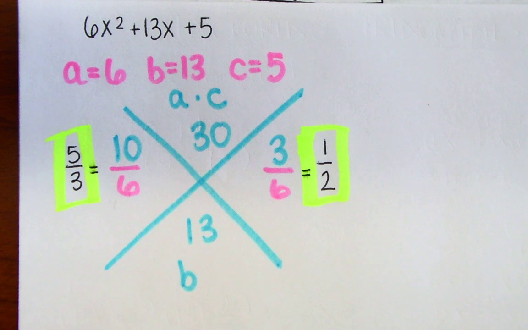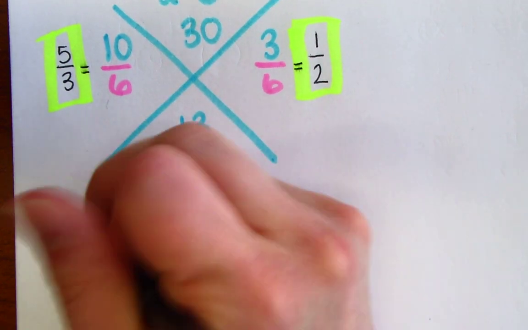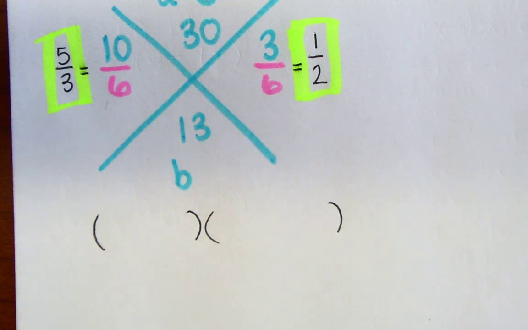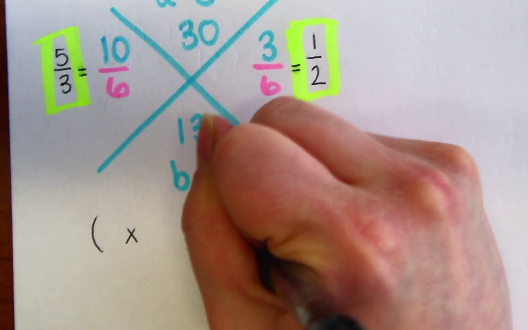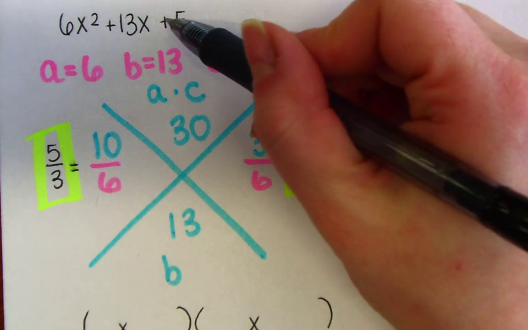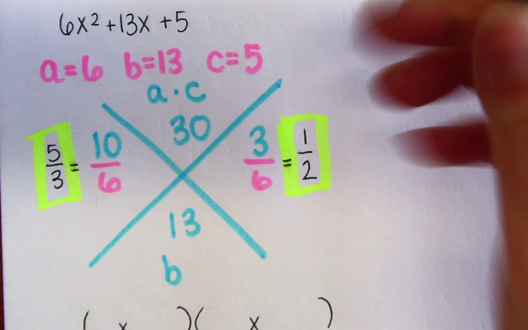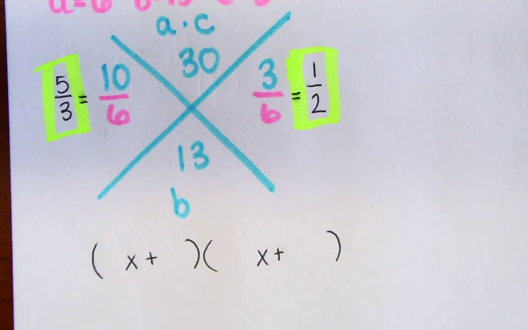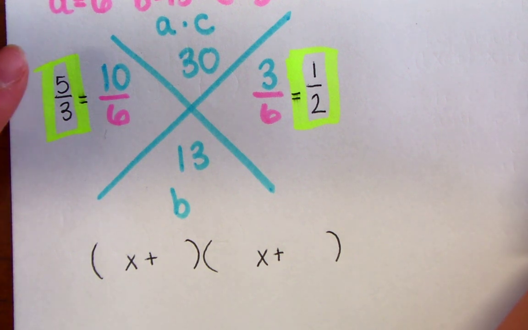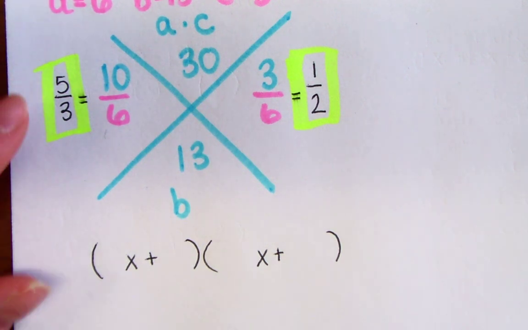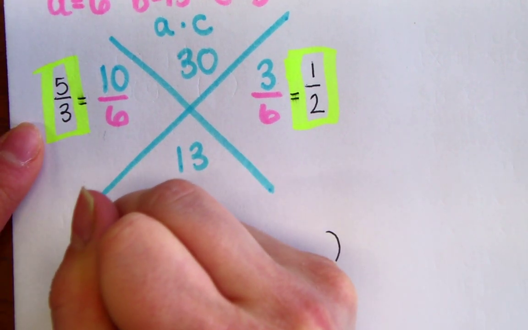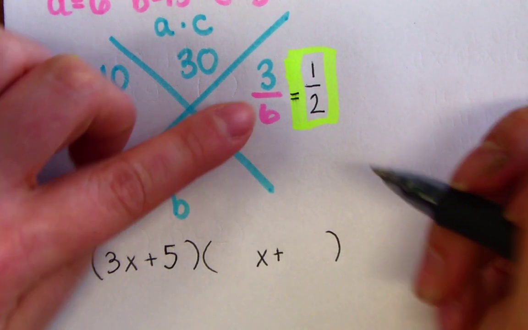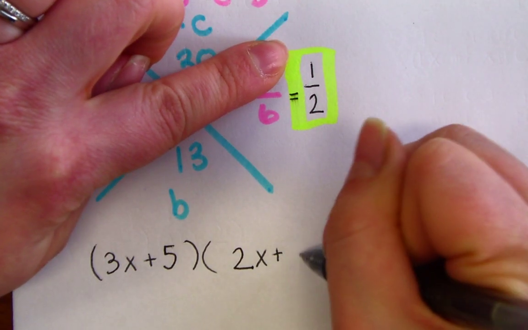What I'm going to do with them is make my parentheses. I'm dealing with x squared, so I need an x and an x. Both my signs were positive, so they're going to be whatever is in front of b, so they're both going to be pluses. Then I'm going to fill in my numbers. The way this works is the number on the bottom goes first, and the number on top actually goes last in your parentheses. So for this one, 3 is going to go in front of the x and 5 is going to go last. With this one, 2 goes in front of the x, and the 1 goes last.